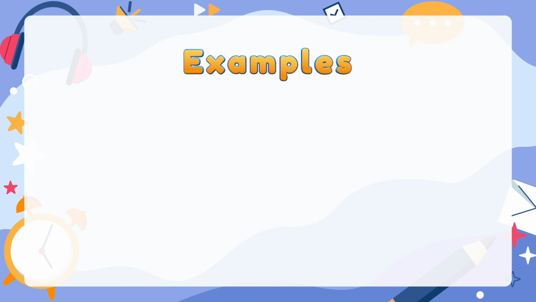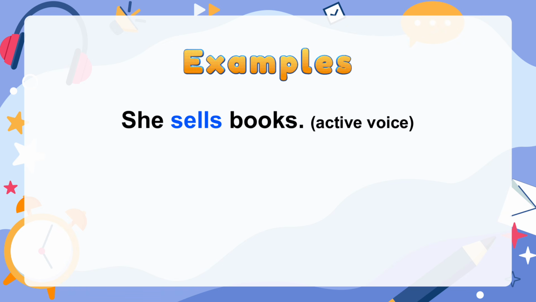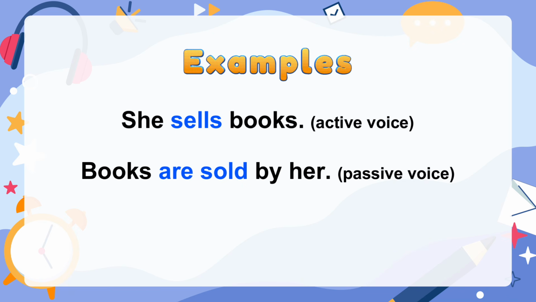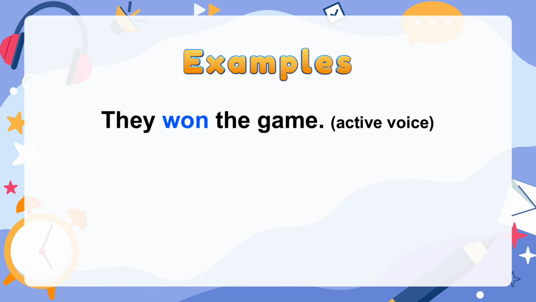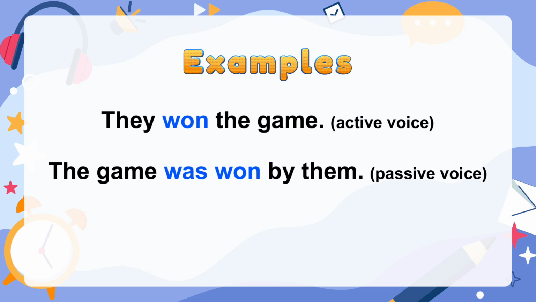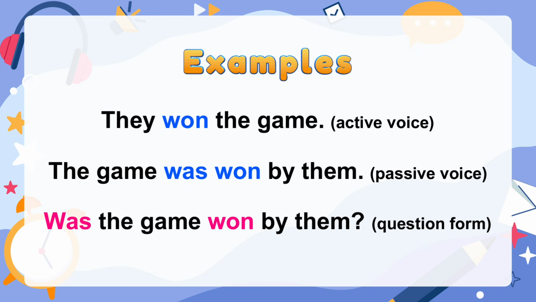The next one. Active voice. She sells books. Passive voice. Books are sold by her. Question form. Are books sold by her? Active voice. They won the game. Passive voice. The game was won by them. Question form. Was the game won by them?